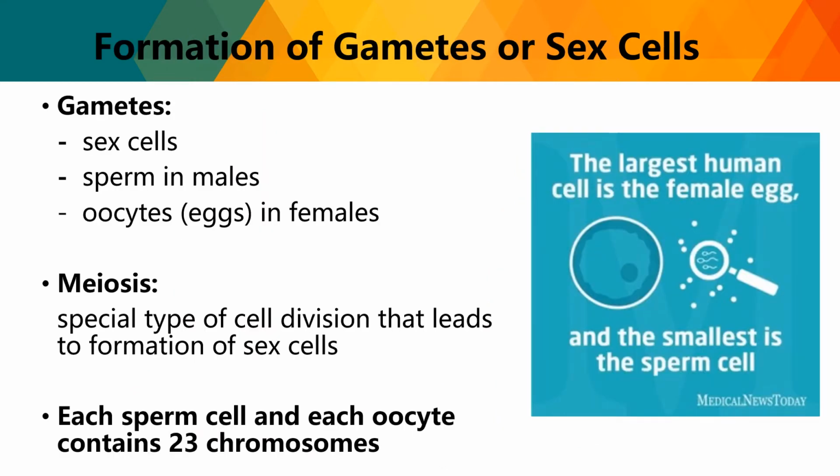For the formation of gametes or sex cells, when you say gametes, it is what we usually know as the sex cells. So we have the sperm in males and oocytes or eggs in the females. In the formation of these gametes, we call that process meiosis. This is a special type of cell division that leads to the formation of sex cells. Each sperm cell and each oocyte contains 23 chromosomes from the process itself. Do you know that the largest human cell is the female egg, and the sperm is the smallest type of cell found in the body?